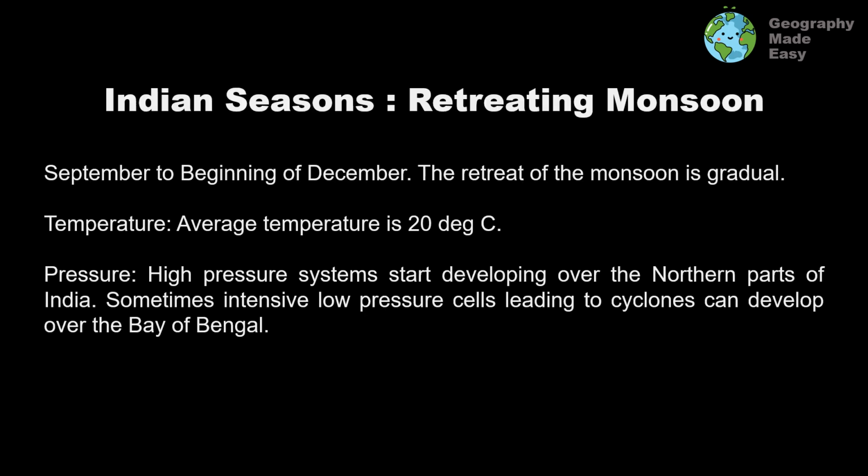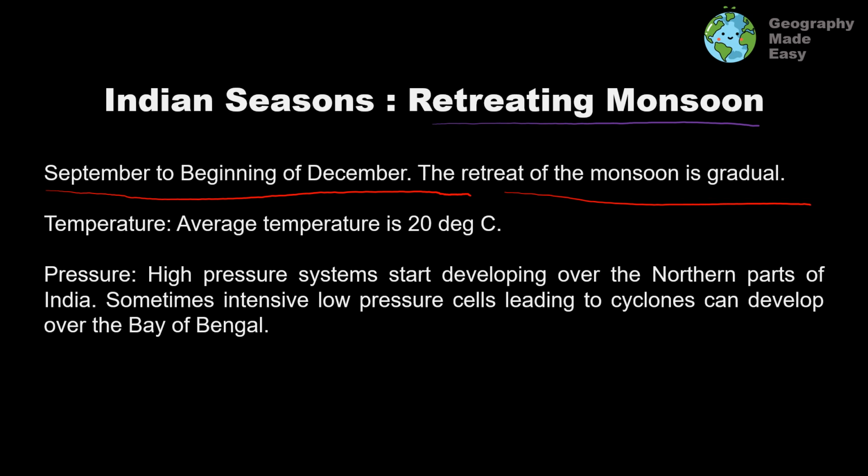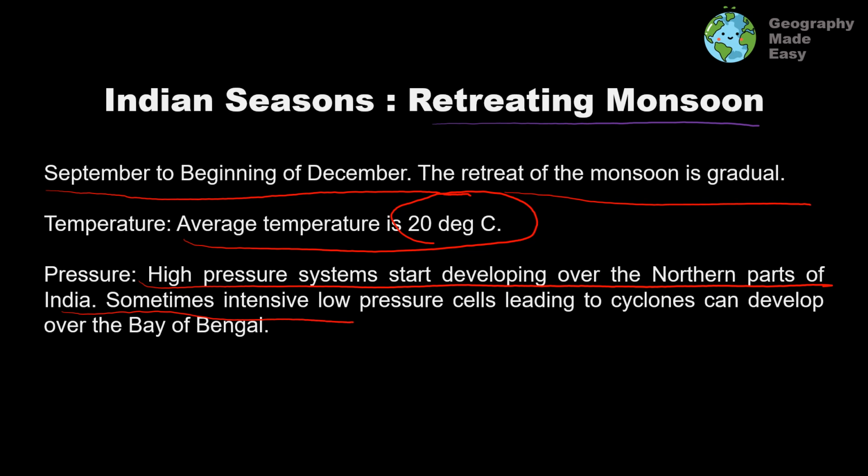Now we go into the retreating monsoon season. As we have already seen, it begins from September to December, and the retreat is again gradual. It is not a sudden process. The average temperature is around 20 degrees Celsius, because soon after this the winter season will start. High pressure systems start developing over the northern parts of India, and sometimes low pressures leading to cyclones can develop over the Bay of Bengal.